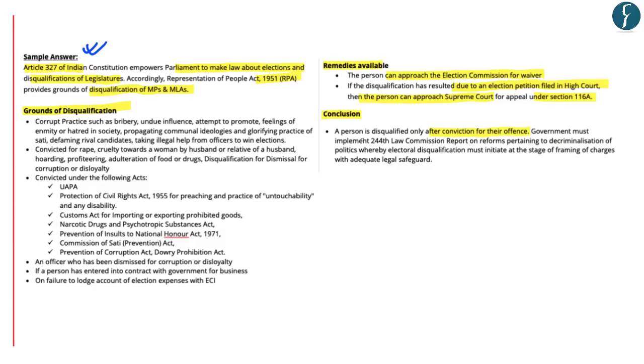And in this regard, the government must implement the recommendations of the 244th Law Commission report pertaining to decriminalization of politics, whereby even the Law Commission agreed that the electoral disqualification of a person must initiate at the stage of framing of charges with adequate legal safeguards, so as to have a cleaner politics and remove persons having criminal backgrounds. So you can conclude this particular answer on this note with respect to recommendations of the Law Commission of India. So in this discussion, this can be said to be your sample answer with respect to the question asked on grounds of disqualification as well as with respect to remedies available.